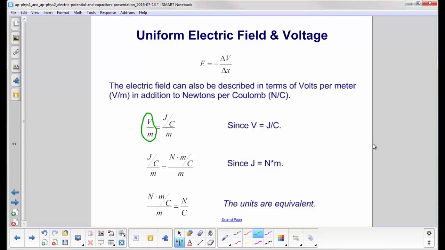Now let's see how we get the newtons per coulomb that we talked about earlier. A volt is energy per charge, so it's joules per coulomb. So we now have joules per coulomb over meter. What's a joule equal to? A joule is a newton meter. So we now have newton meters per coulomb divided by meter. We can now cancel out the meter. We'll do it again here. And we come up with newtons per coulomb. So an electric field can be expressed either as volts per meter or newtons per coulomb.